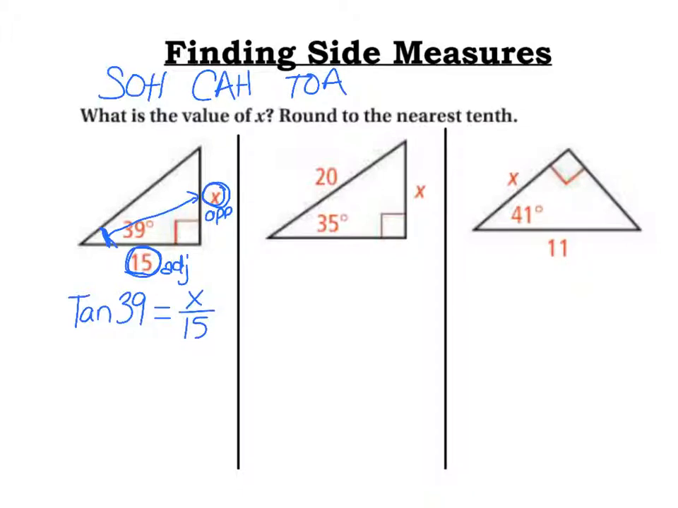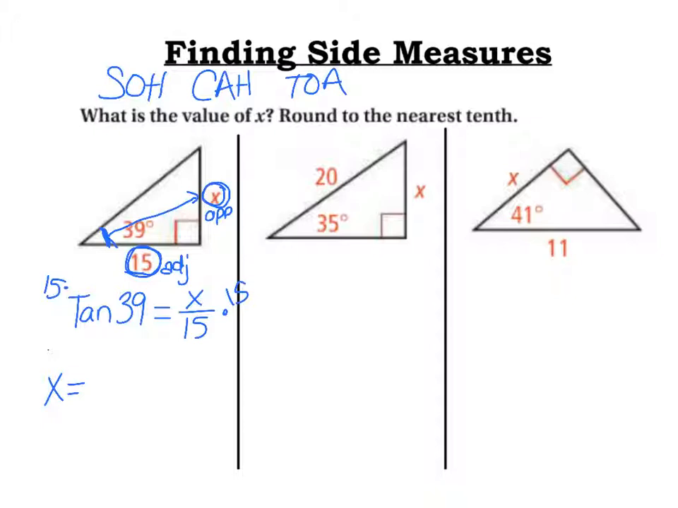And now I'm going to solve for x. Since I'm dividing it by 15, I'm going to come back and multiply by 15 on both sides. And then I'm going to type that into my calculator. 15 times the tangent of 39. And then I will know what x equals. Now just as a quick side note, if you've got a fancy graphing calculator, you need to go to your mode and you need to check and make sure that you are in degree mode, not radian mode. If you just have a basic scientific calculator, it automatically defaults to degree mode, so you should be fine.